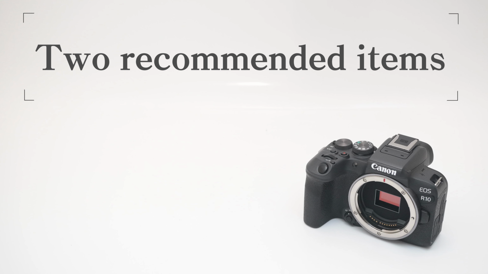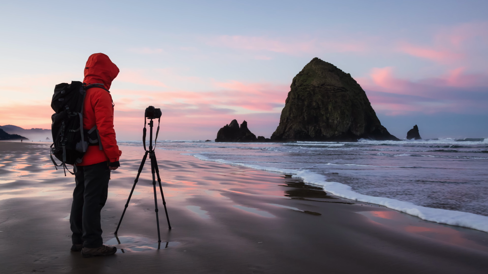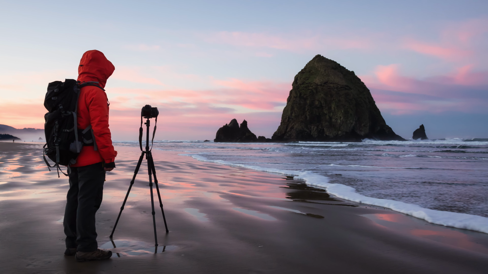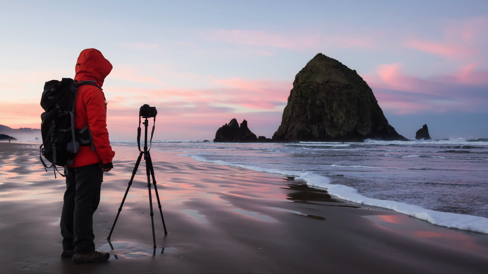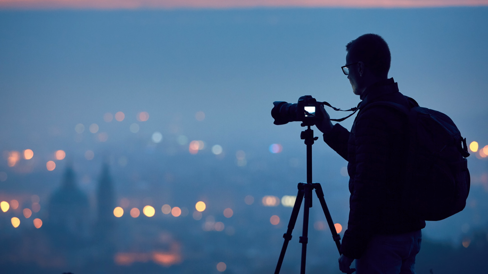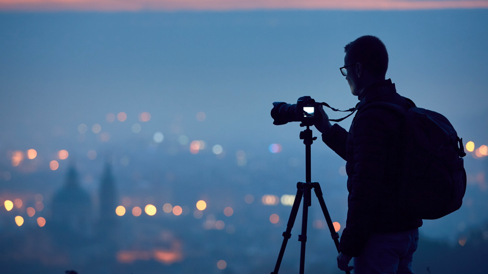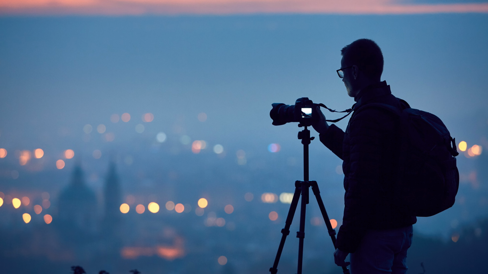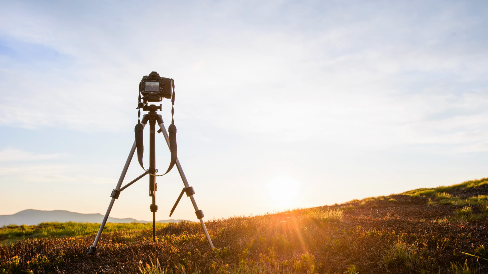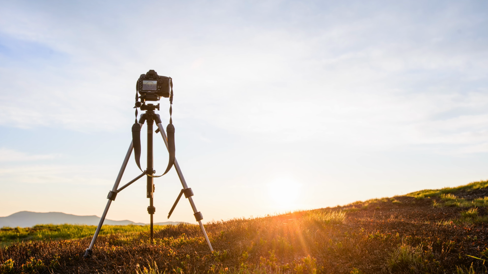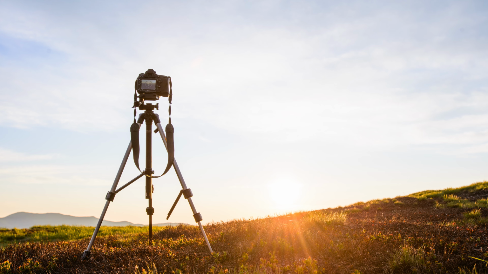Here are 2 recommended items. First, to completely prevent camera shake when taking a picture, use a tripod. With long exposures, even the slightest bit of camera shake can ruin your shot. Using a stable tripod will help prevent camera shake and give you a still image, even if you leave the shutter open for several seconds.